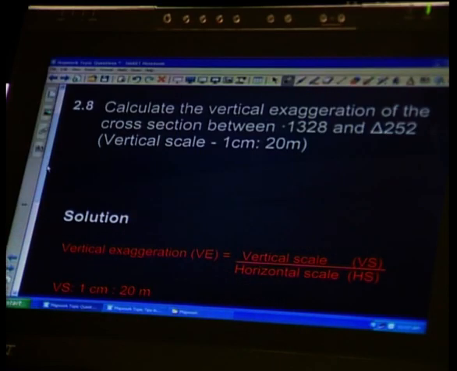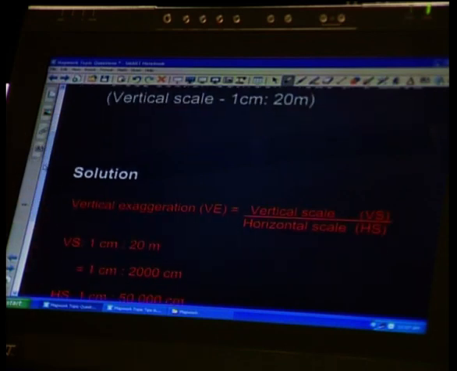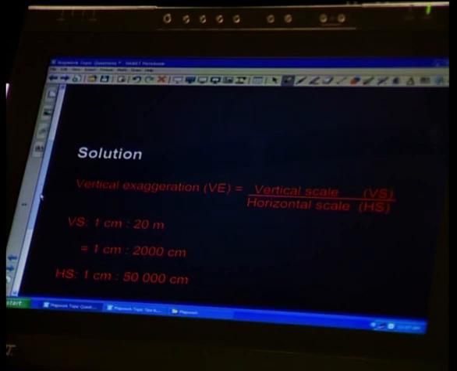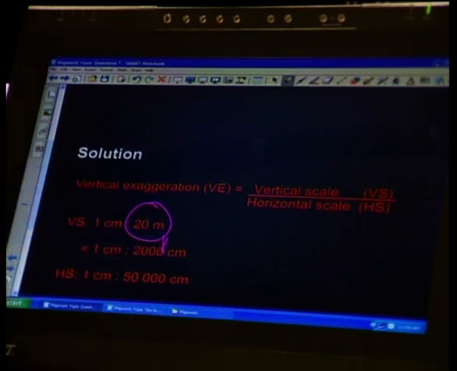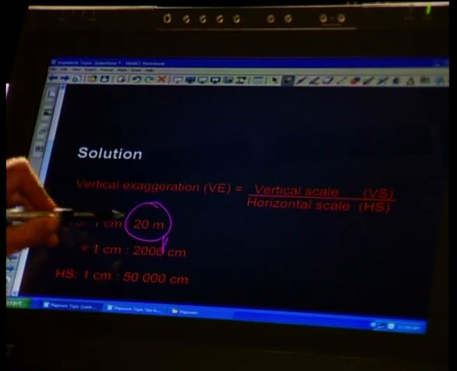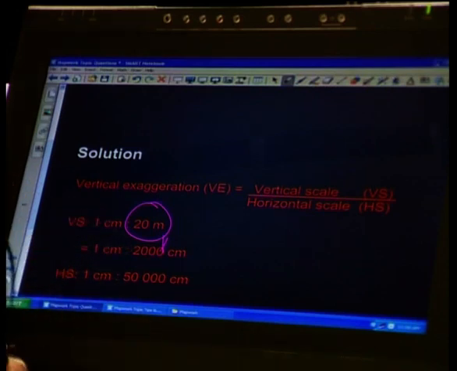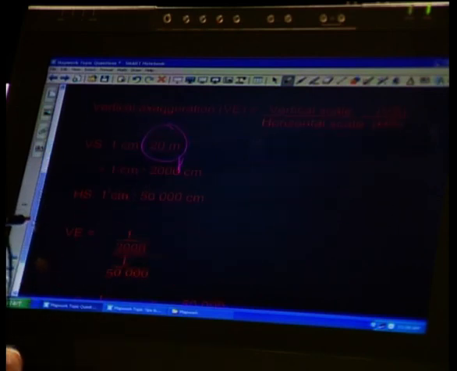It's vertical scale over horizontal scale. Just one thing we need to note here, guys. Remember, the vertical scale was 1 centimeter to 20 meters, and the horizontal scale was 1 centimeter to 50,000 centimeters. This unit is different. We have a problem there. We need to convert that because the rest is in centimeters. Remember, there's 100 centimeters in a meter, so if we convert 20 meters to centimeters, it becomes 2,000 centimeters. Now we're ready because everything is in order.